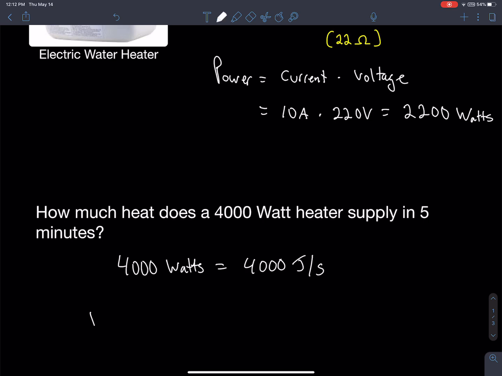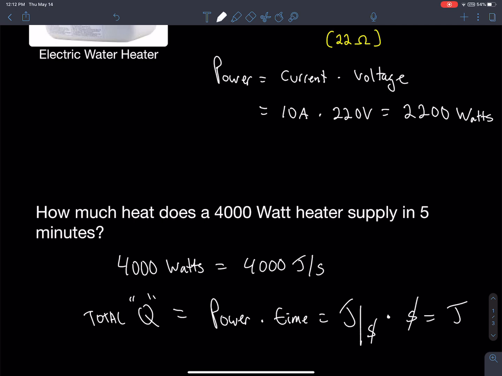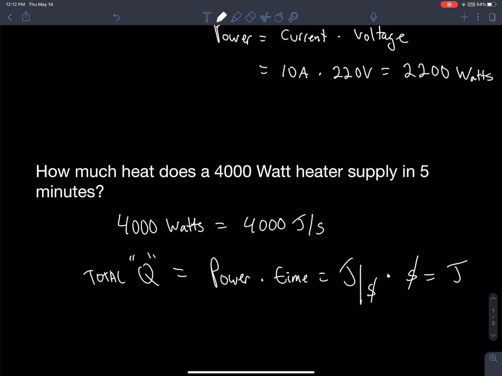Okay, so the total heat, which I'm going to say is Q, if you remember from the last unit, is going to be equal to power times time. How do I know that? Because the units tell me. Joules per second times seconds. The seconds will cancel out and give me joules. Okay, so power times time would give me the total amount of heat that's put in.